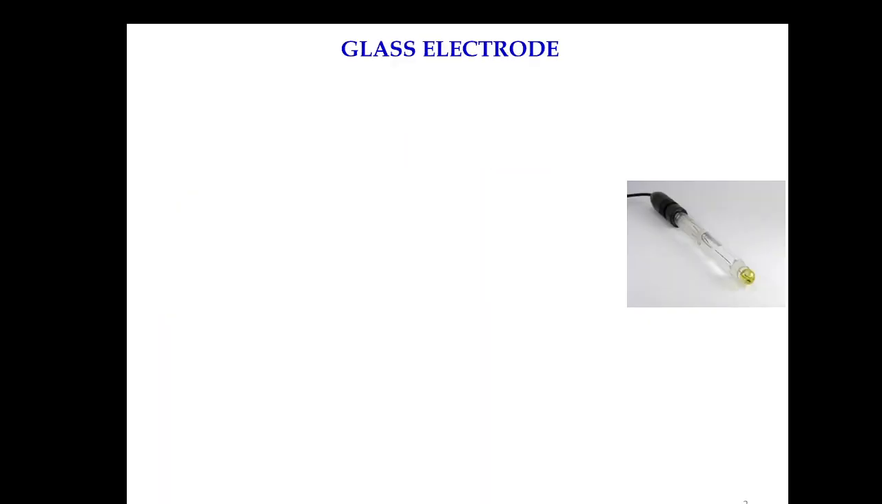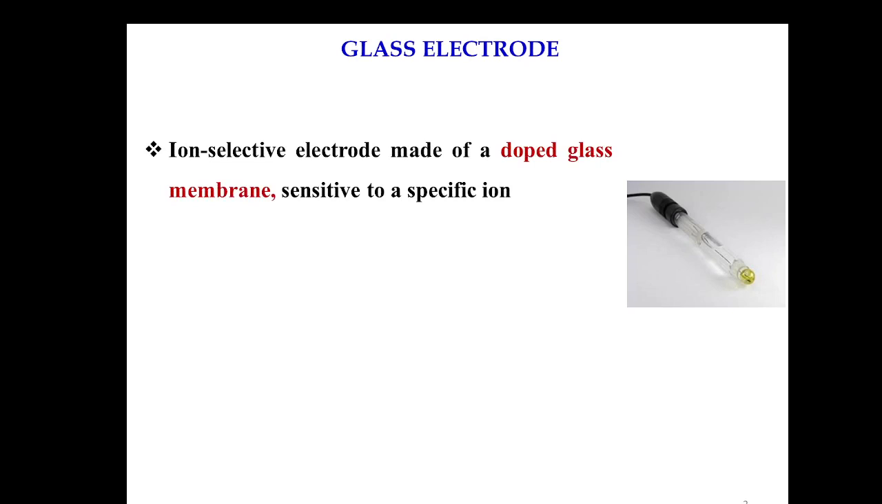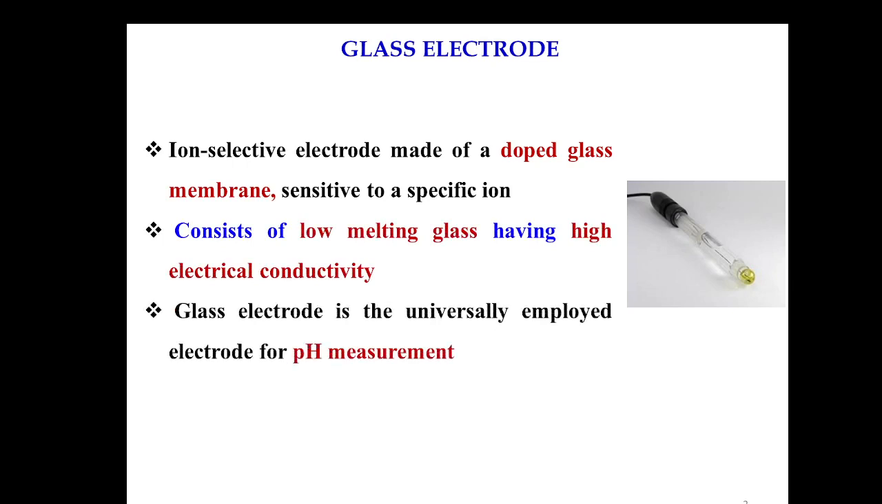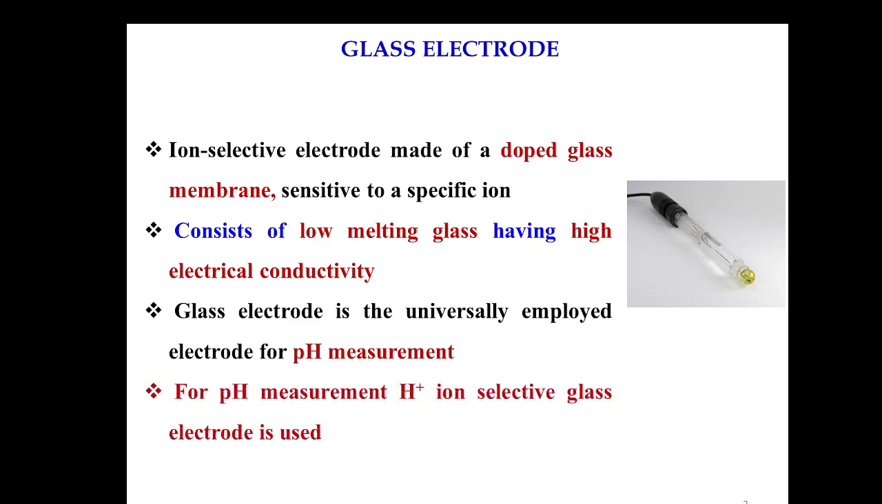Glass electrode. A glass electrode is an ion selective electrode made of a doped glass membrane sensitive to a specific ion. It consists of low melting glass having high electrical conductivity. It's a universally employed electrode for pH measurement. For pH measurement, an H plus ion selective glass electrode is used.